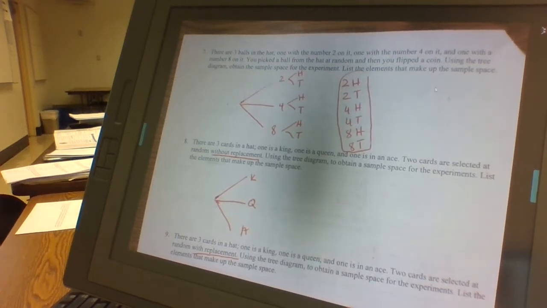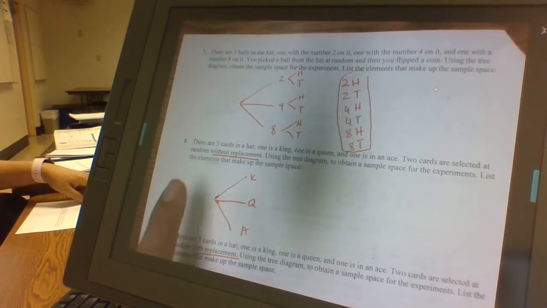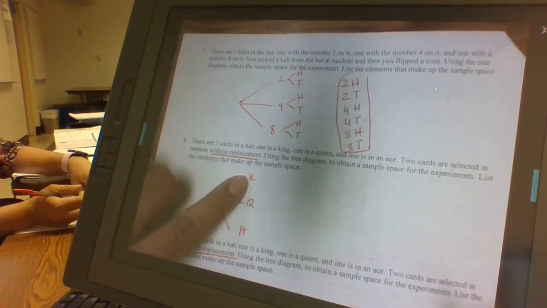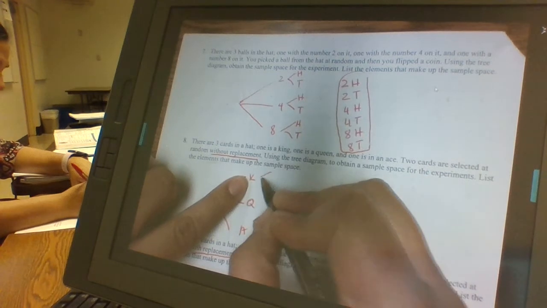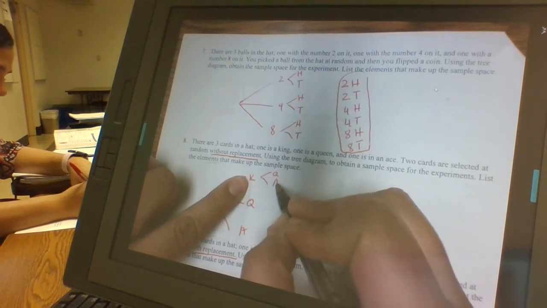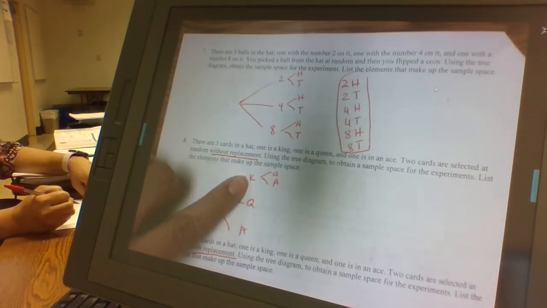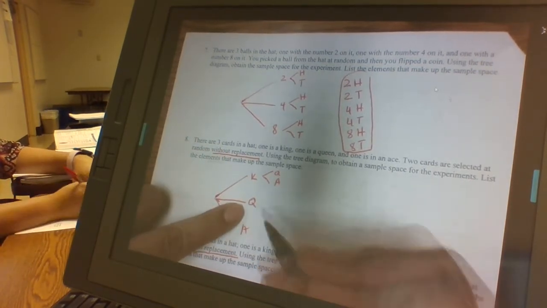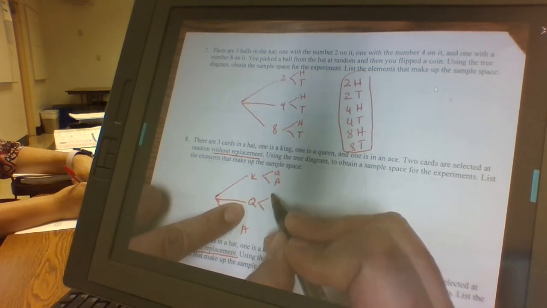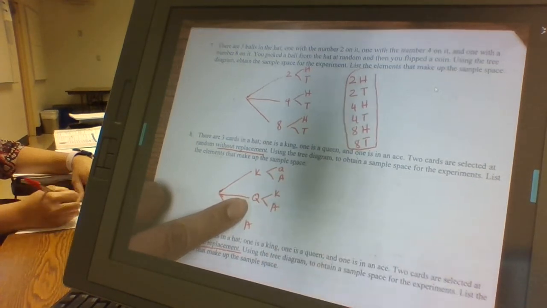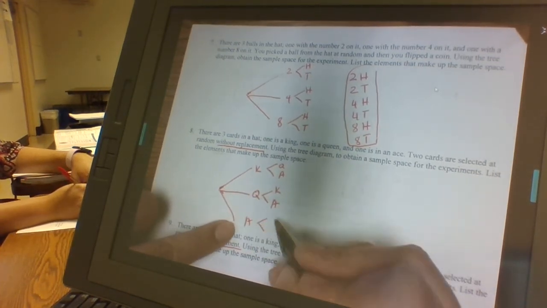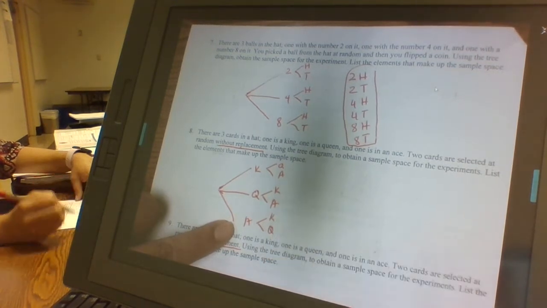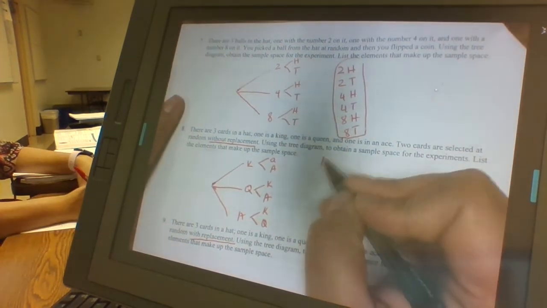So it says you're going to select another card, but there is no replacement. So if there's a king, I can only get what or what? A queen or an ace. There's no more kings in there because you're not putting it back. The queen could either become what or what? King or ace, and the ace could become a king or queen.